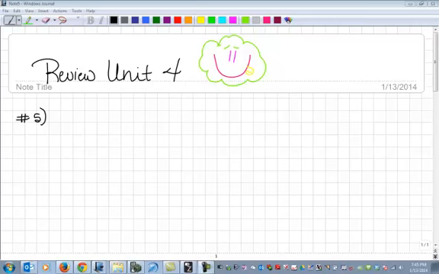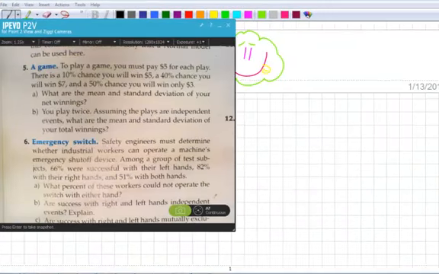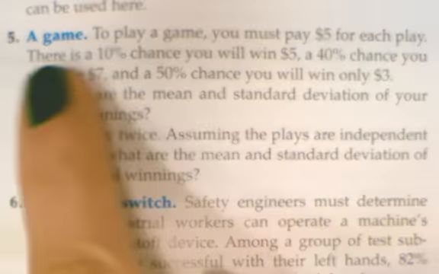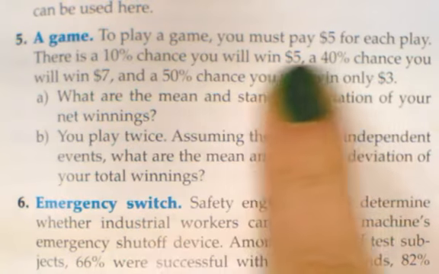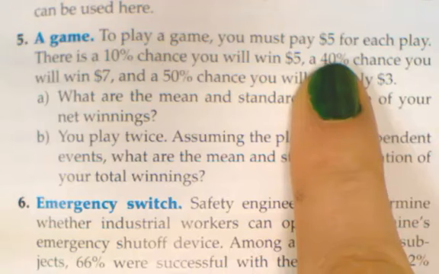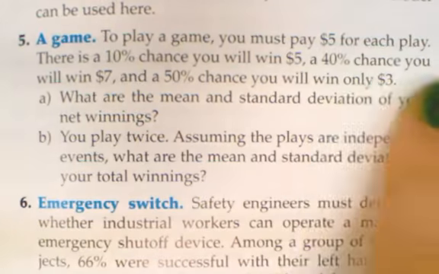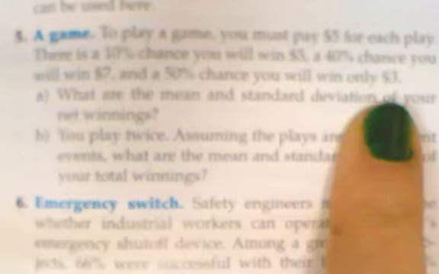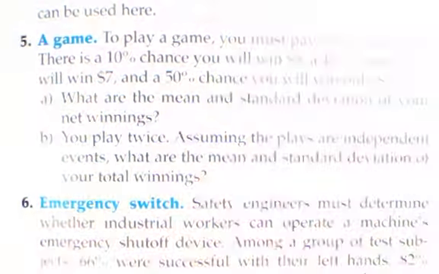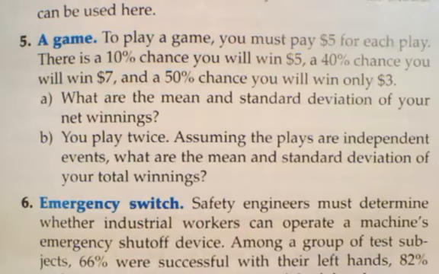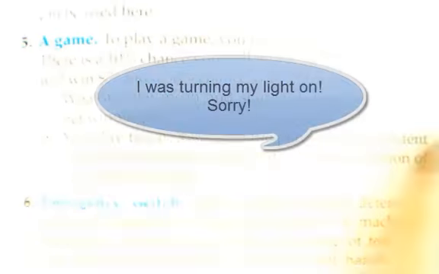All right, back again with review unit 4, and this time we're going to do problem number 5. Here we see that we have a game, and to play a game you must pay $5 for each play, and there's a 10% chance you're going to win $5, a 40% chance that you're going to win $7, and a 50% chance that you're only going to win $3. And the questions that they're asking me are, what are the mean and standard deviation of your net winnings?